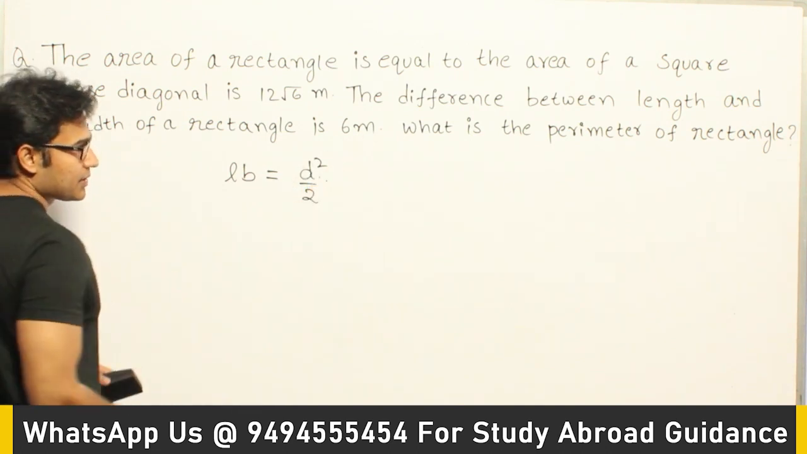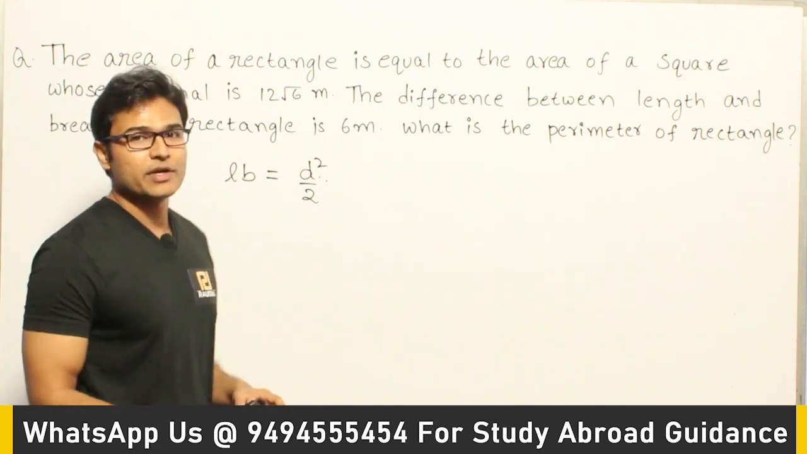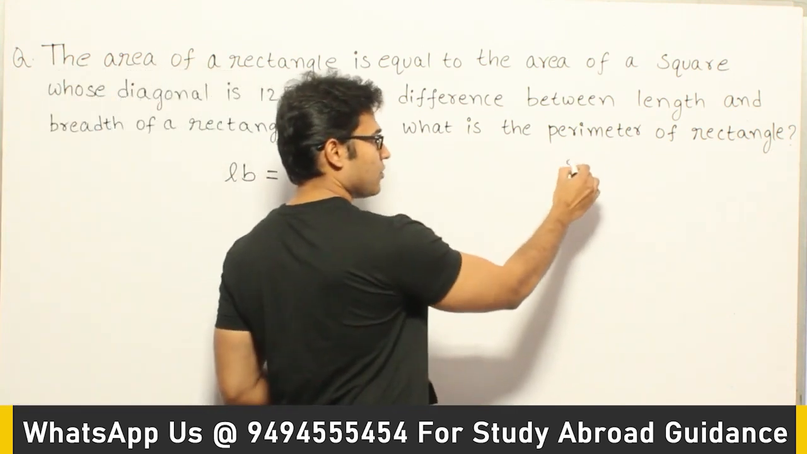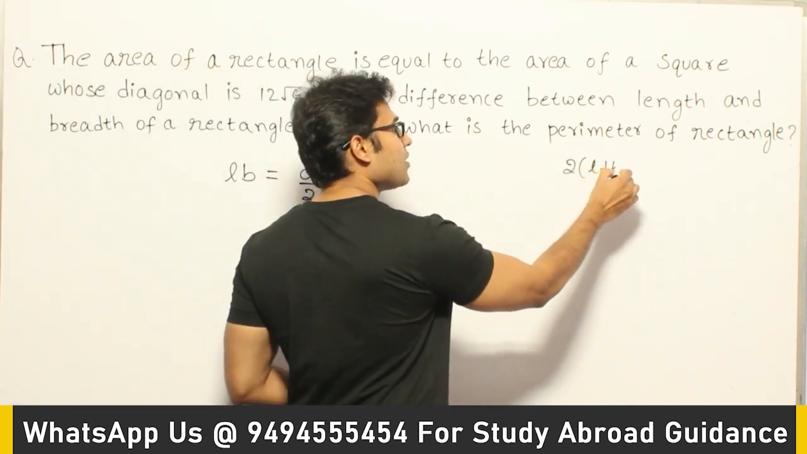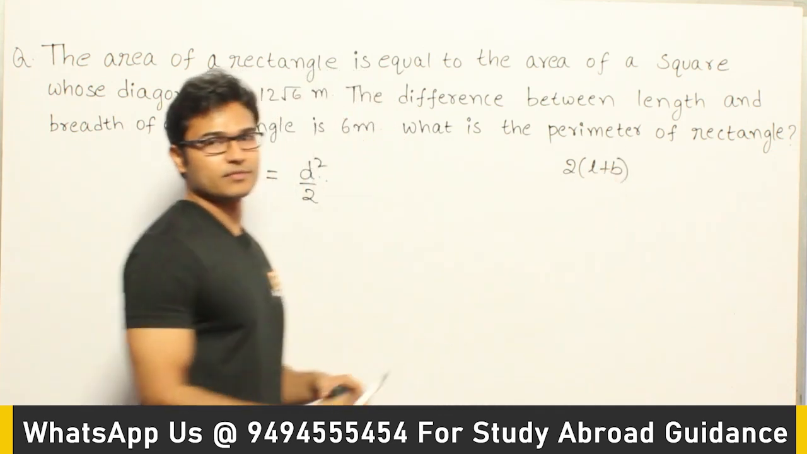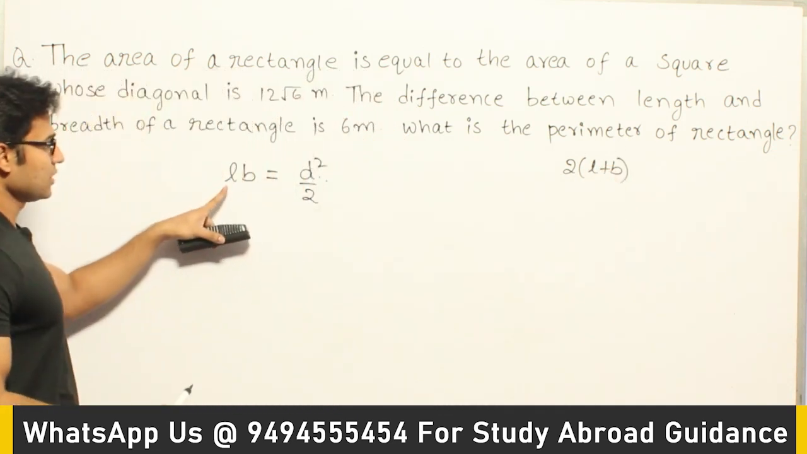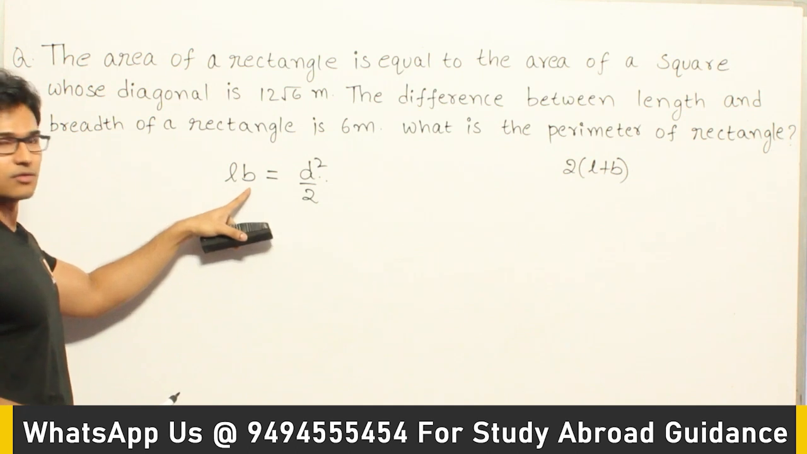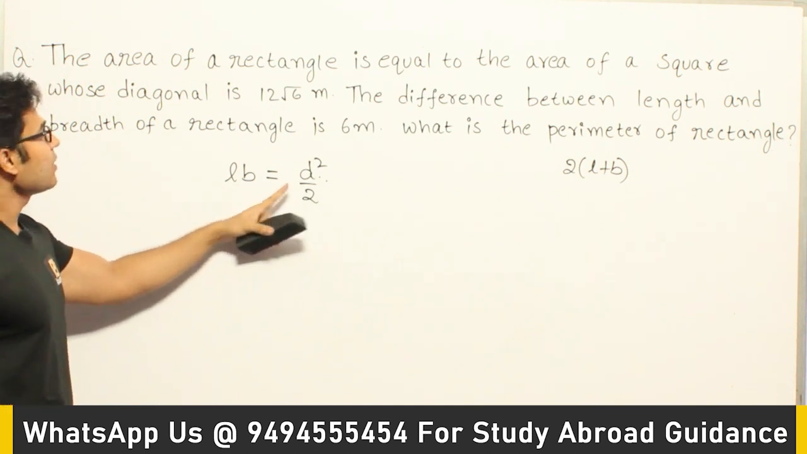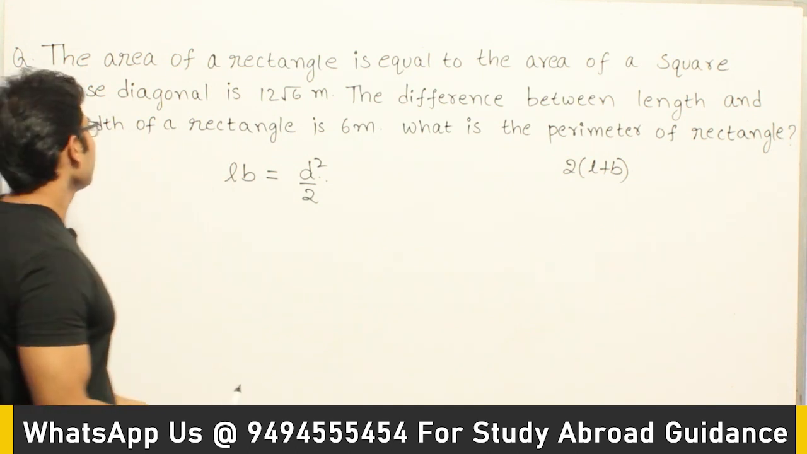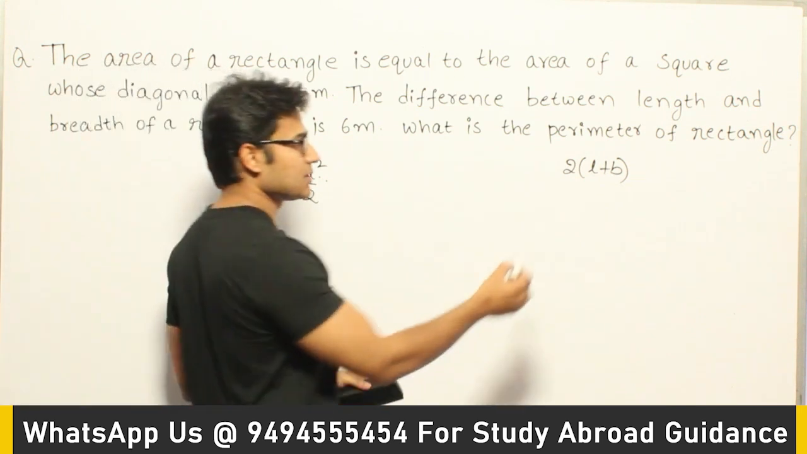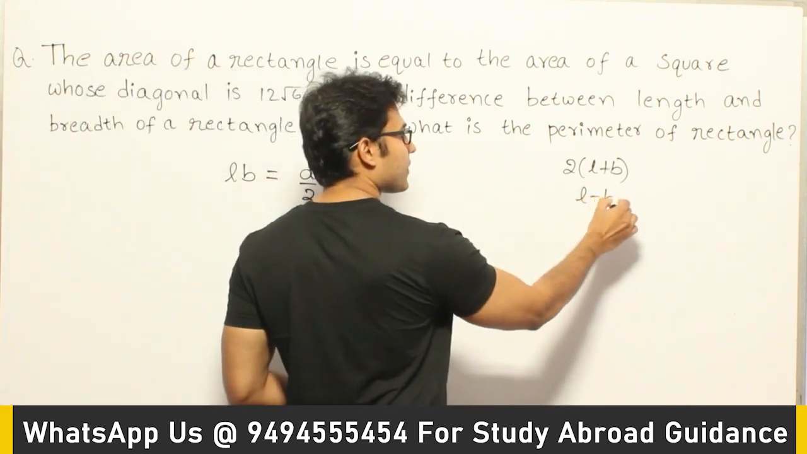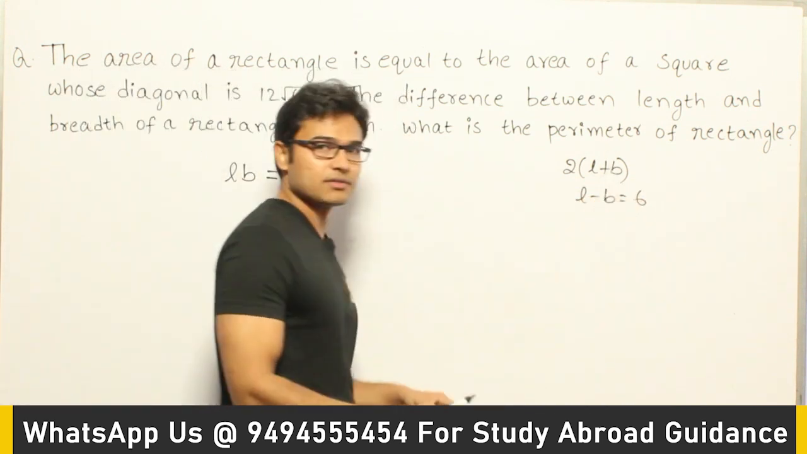Now finally what they are asking is to find the perimeter of the rectangle. So we are supposed to find 2 into (L plus B), but L and B are not given directly. According to the equation, they have given L into B, and from this we can compute it. The other thing they are saying is that the difference between length and breadth is 6 meters, which means L minus B is equal to 6. This is what is given.